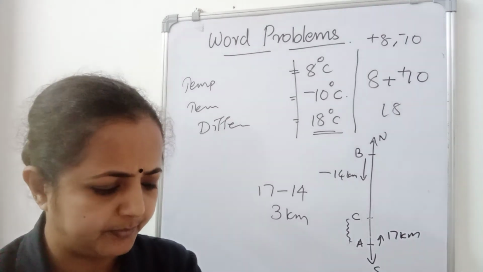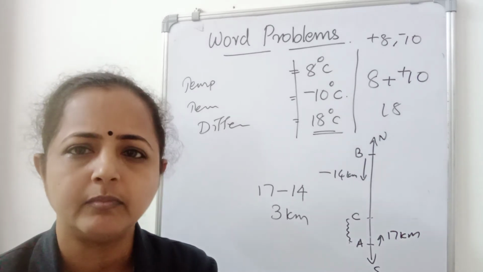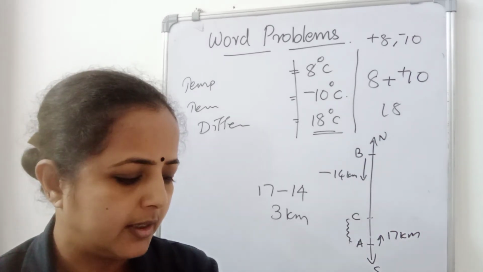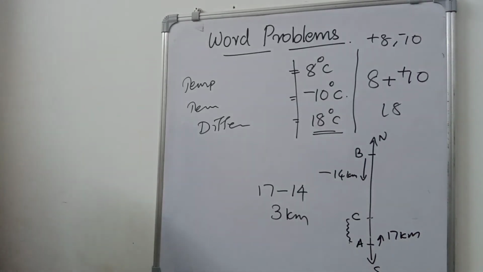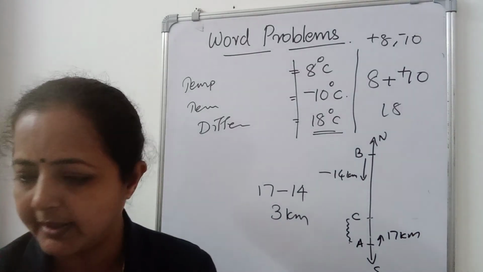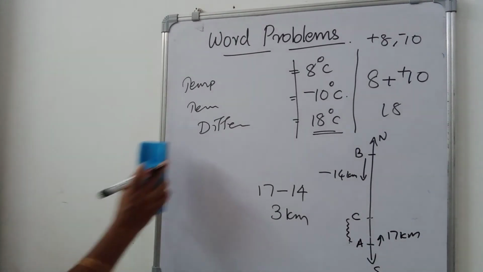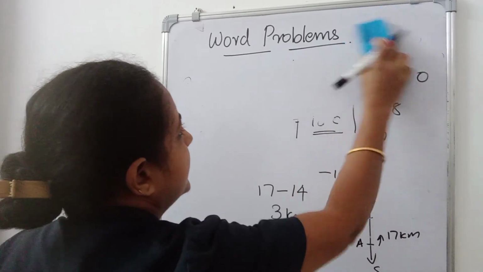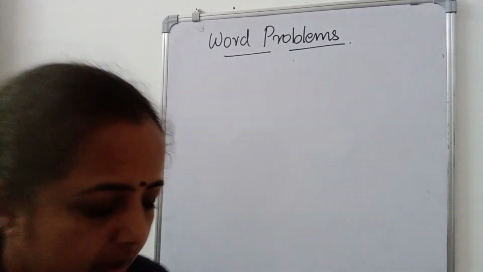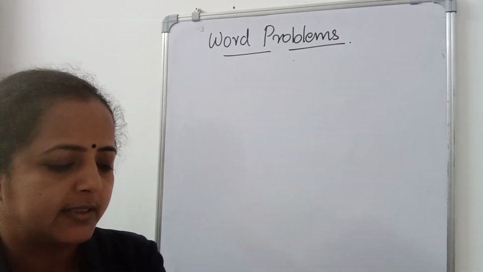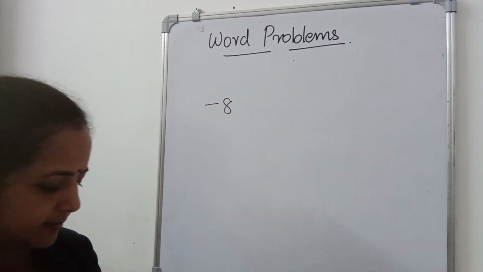Okay. Third question done. Fourth question, see. Start with the integer minus 8. The question is starting with the integer minus 8. Whenever a word problem is coming, I told you several times, you have to read the question when forming the equation also. We have to start with minus 8.